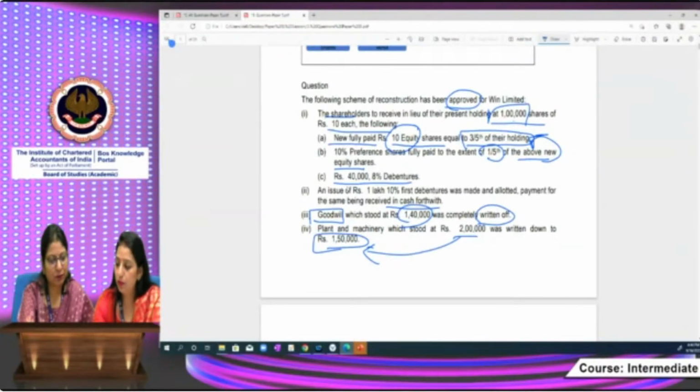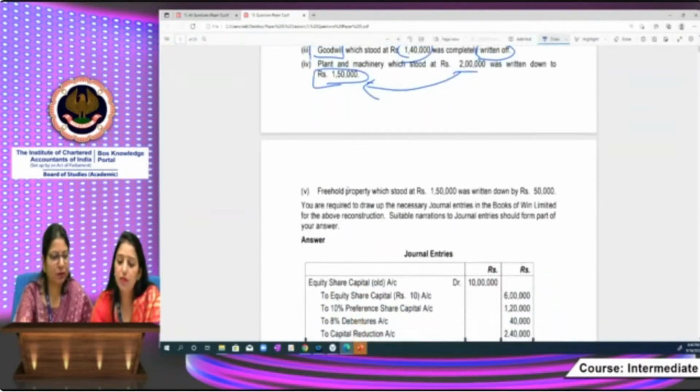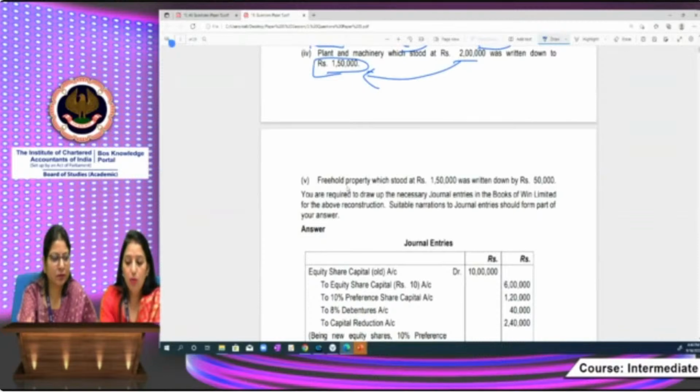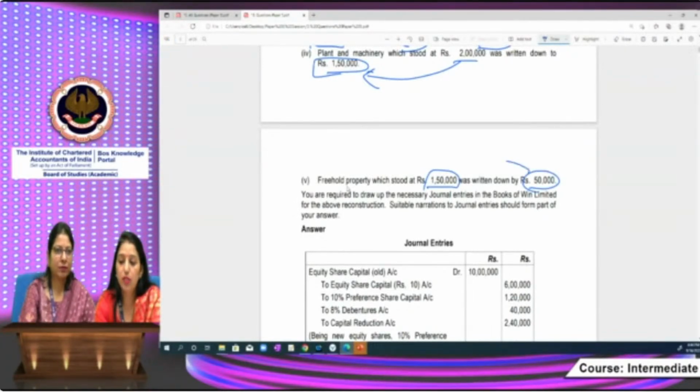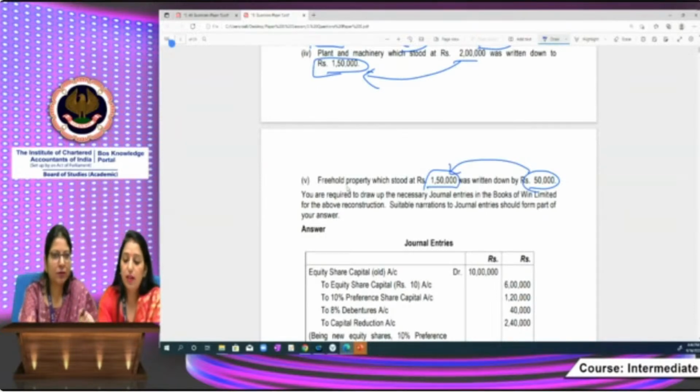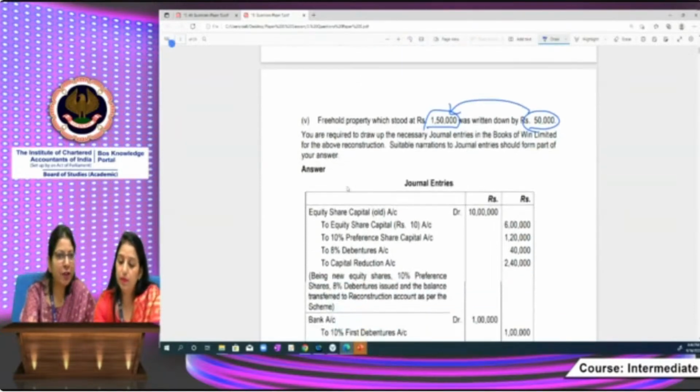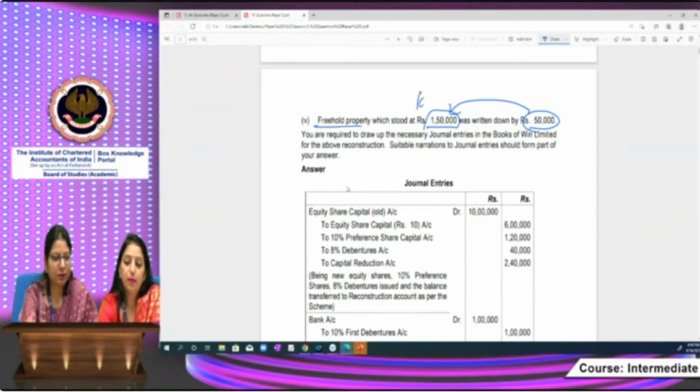Now what will we do? The next information is freehold property which stood at 1,50,000 was written down by 50,000. That means you have to reduce it by 50,000. What general entry will you pass? So now the freehold property will stand at rupees 1 lakh: 1,50,000 less 50,000. Now the new value will be 1 lakh.